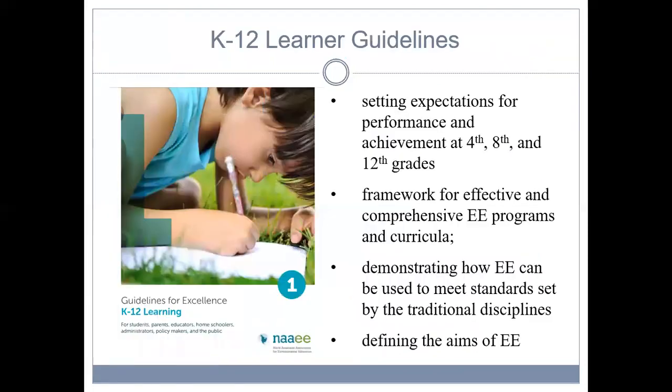So the goals of the K-12 learner guidelines: they set those expectations not at every grade level, but at grades 4th, 8th, and 12th. They provide a framework for effective EE programs and curricula. They demonstrate how EE can be used to meet some of those other national and state standards. And they define the goals for EE. So as a field, this is a really important set of guidelines.